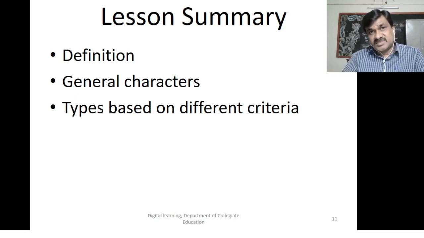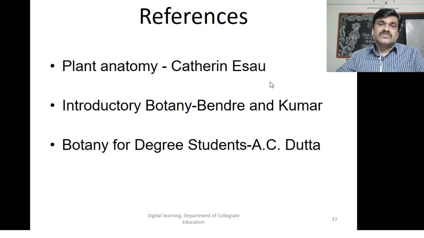Based on the origin, it is classified into promeristem, primary meristem and secondary meristem. Based on the function, it is classified into protoderm, procambium and ground meristem. Based on the position, it is classified into apical meristem, intercalary meristem and lateral meristems. Okay. Now these are a few references for your further study.